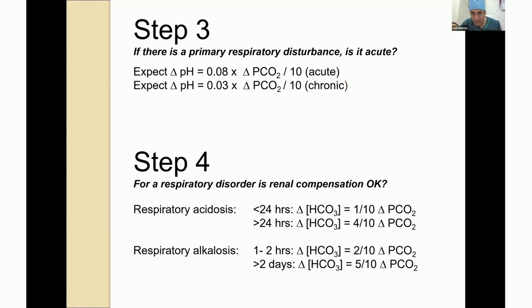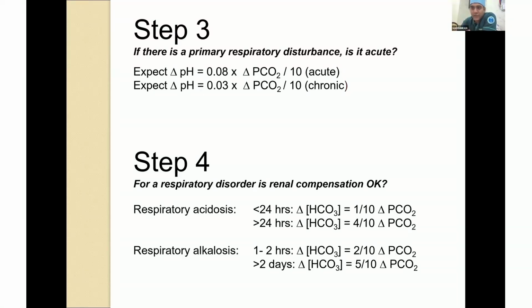And if it is chronic, the expected pH change will be 0.03 into delta PCO2 by 10. Then coming to a respiratory disorder: once you know that the patient has a respiratory disorder, the third step is looking at whether the compensation, that is the renal compensation in this case, is adequate or not.